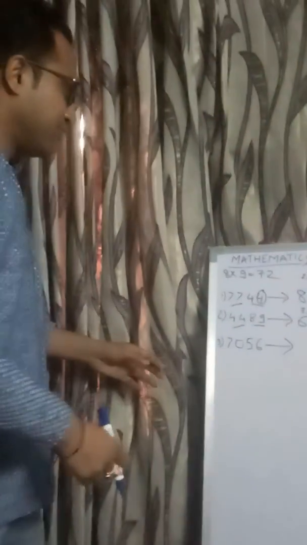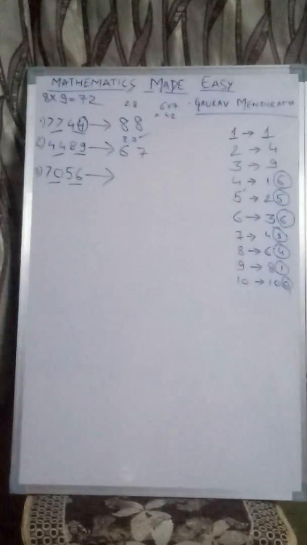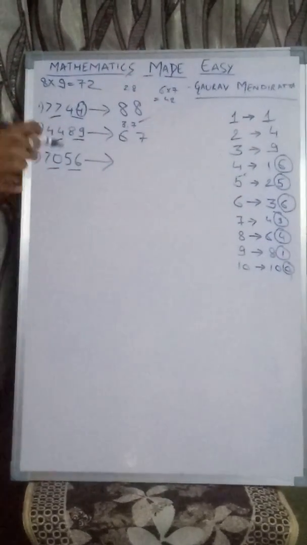See friends, how easy that was, right? Another one for you, 7056. So 7056 is the same case. You have divided the number into two parts.